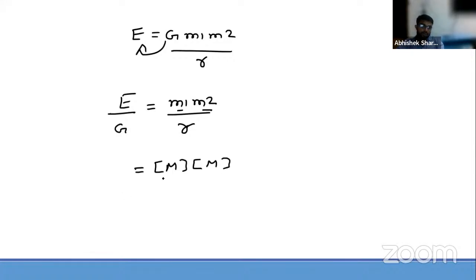So now what we'll do, we'll divide this by R. What is the dimension of R? R's dimension is length. Very good.